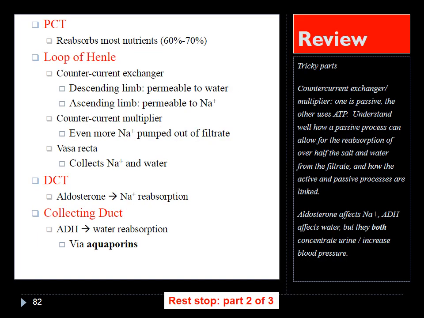But this would be a good spot to take another break. We talked about the basic functions of the rest of the nephron. 70% of all of our nutrients and electrolytes were reabsorbed in the proximal convoluted tubule. The loop of Henle is where we had counter-current exchange occurring, where we reabsorbed water in the descending loop and solutes in the ascending loop. And those were reabsorbed into the vasa recta.